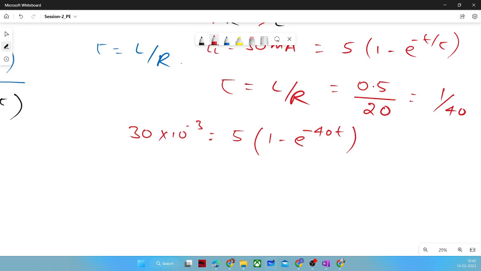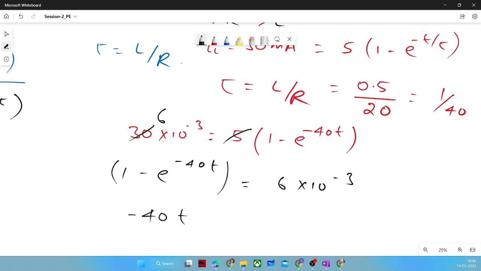Now you have to apply the log thing here. If you divide it first, 5, 6, so 1 minus e raised to power minus 40t is equal to 6 into 10 raised to power minus 3. If you take ln on both sides, you will get an expression, right? And that expression would be, let me write it.